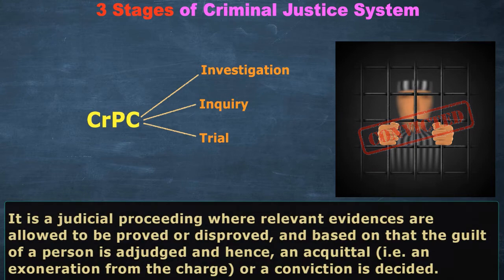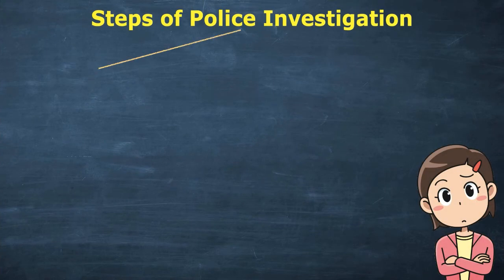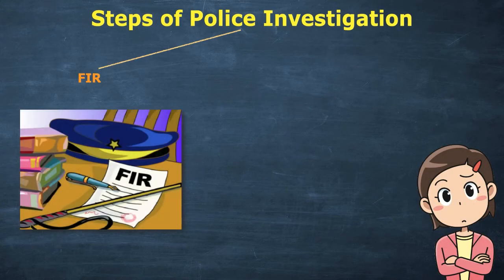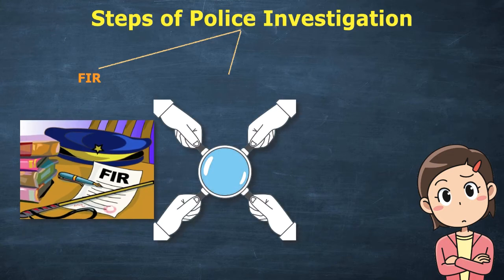Now we will check the steps done in a police investigation. Once the FIR, the first information report, is registered, and if it is a cognizable offense, then the police start their investigation. What happens in a police investigation? What are the major steps?